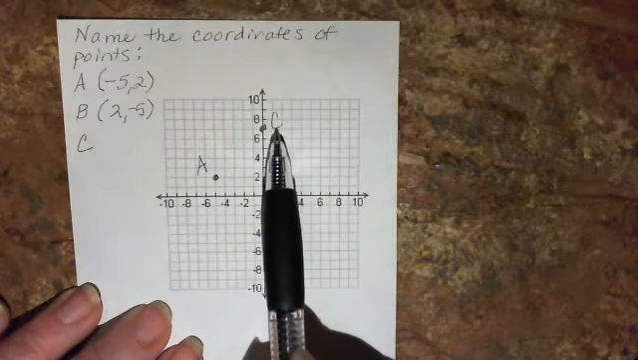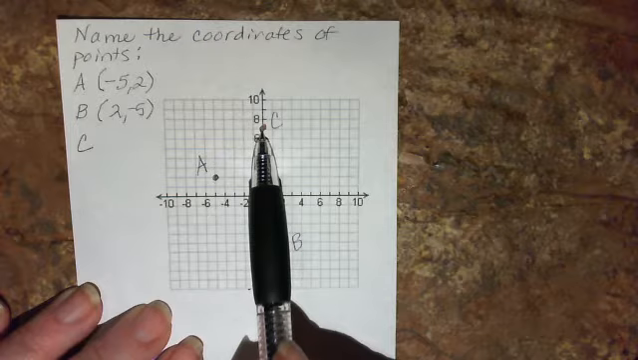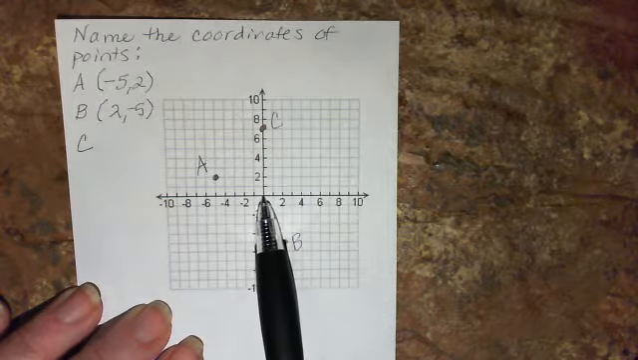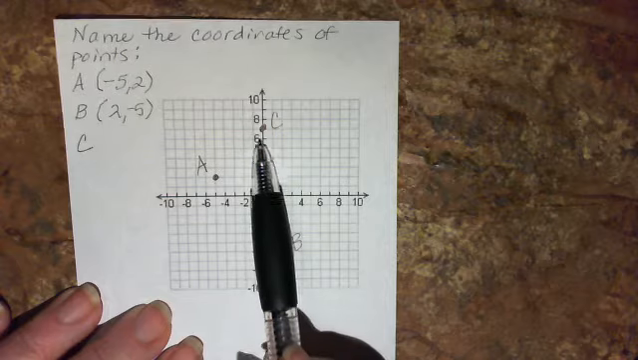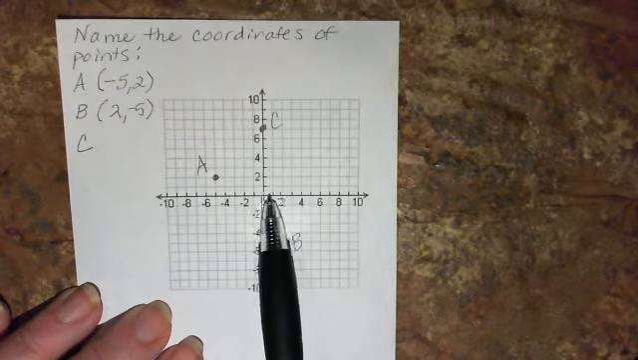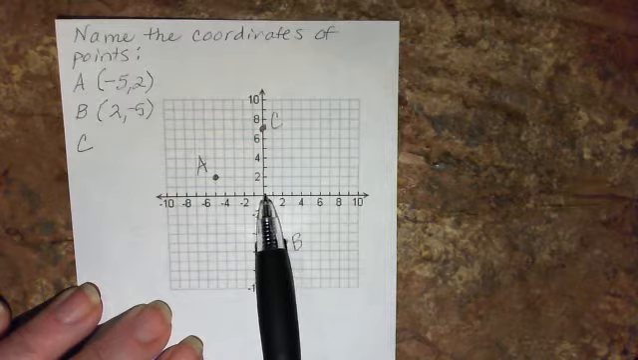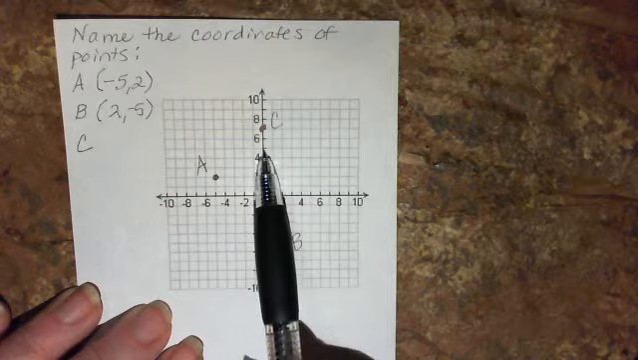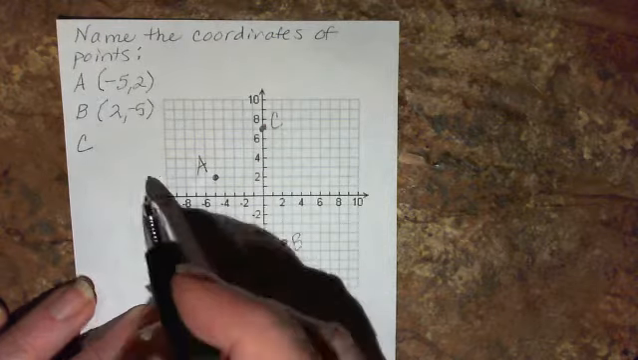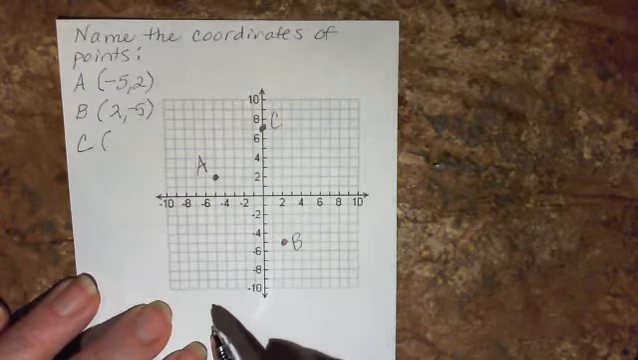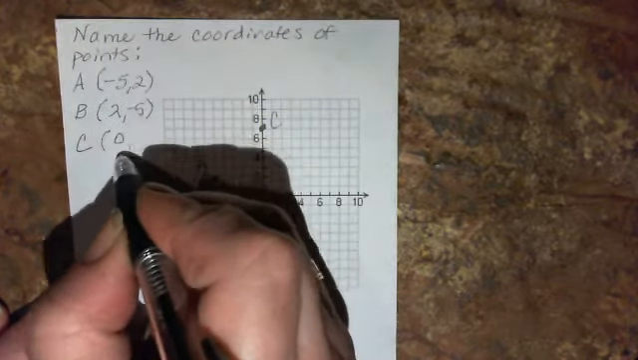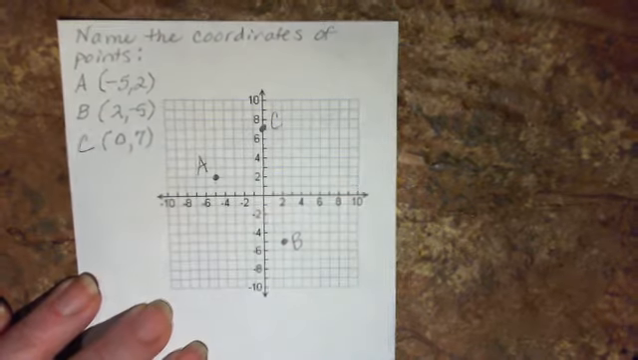Let's look at point C. Okay, point C is here on our graph. In order to arrive at point C from the origin, we don't travel left or right, do we? We go straight up the y-axis. So if there is no horizontal move, then our x value is 0, and our y value then we move up to 7. So the ordered pair values for point C are x value 0, y value 7.